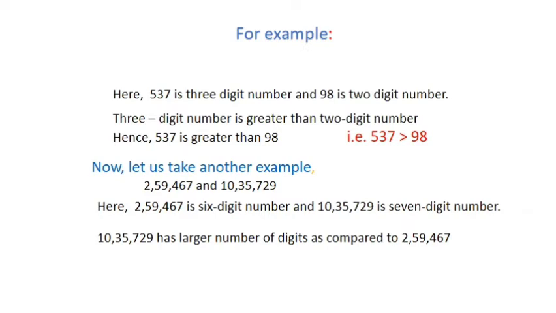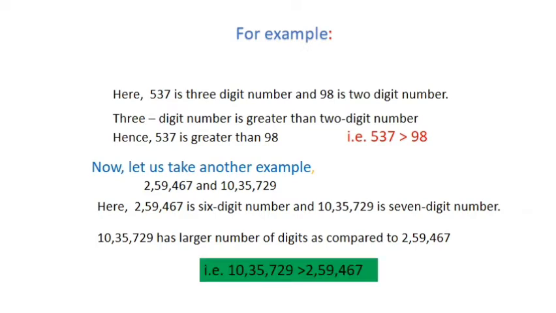So 10,35,729 has a larger number of digits as compared to 2,59,467. That means we can say that 10,35,729 is greater than 2,59,467. We write it in symbols this way.